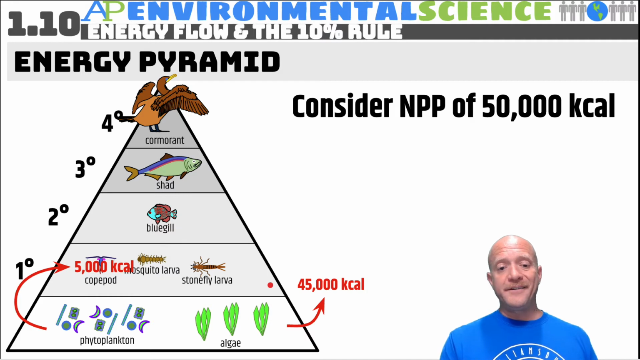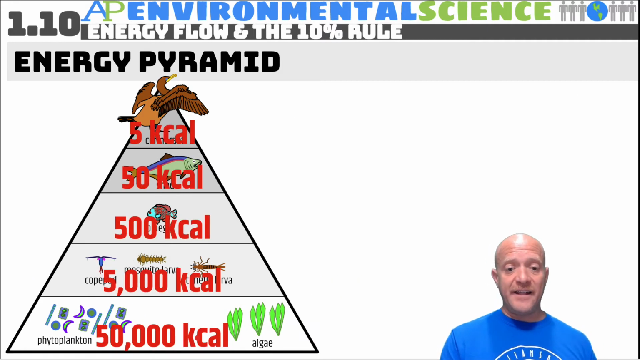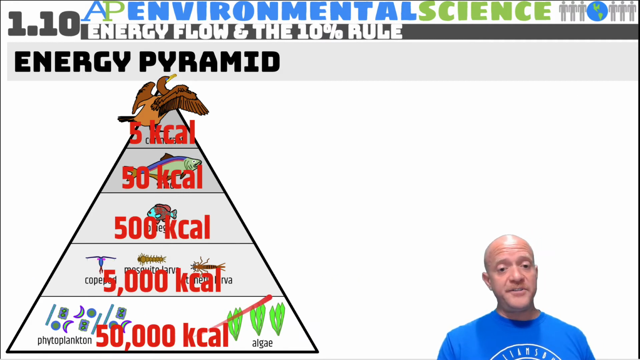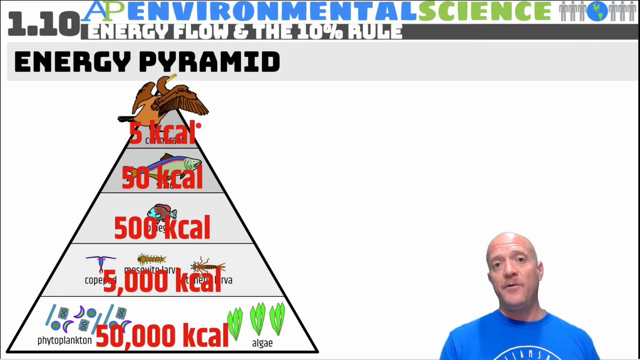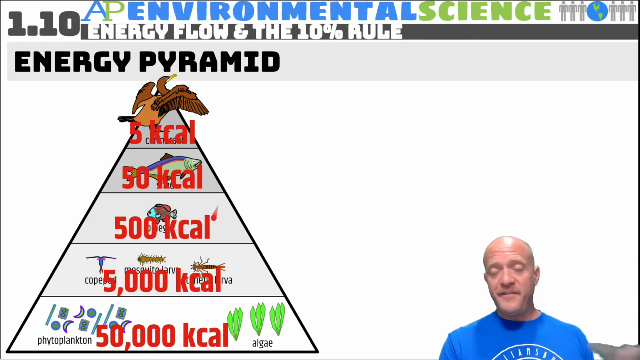So what that looks like, if you have 50,000 kilocalories available at the producers, as you go up in the trophic levels, you are dividing by 10, or taking only 10% of it. So again, in here 45,000 kilocalories was lost. Here 4,500 is lost, 450, and so on.